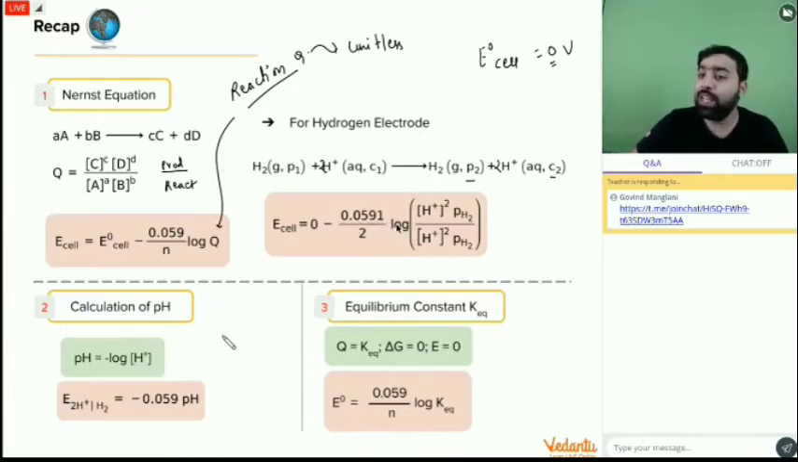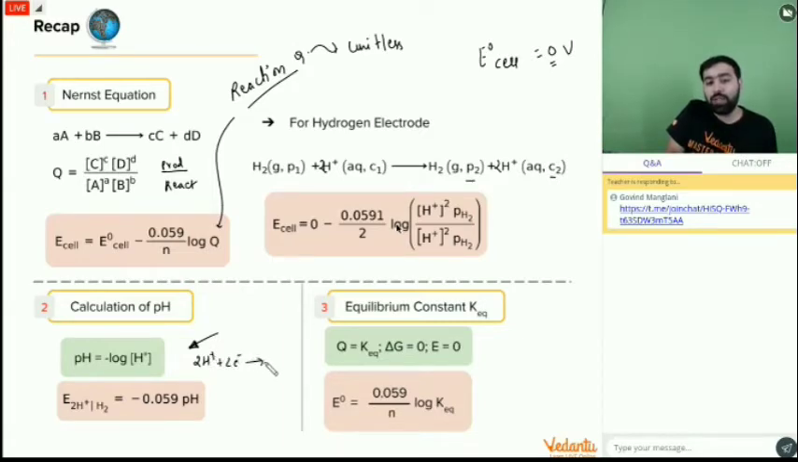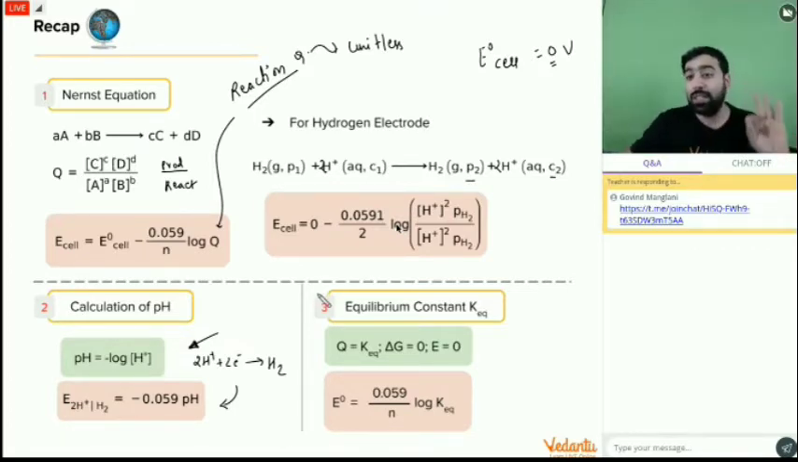Then we went for calculation of pH. pH is given by minus log of H plus. pH is what? Minus log of H plus concentration. And then a formula for this particular reaction, 2 times H plus plus 2 electrons gives H2. For this reaction, we derived this equation also. That is, E cell for 2H plus plus 2 electrons gives H2 is equal to minus 0.059 into pH.